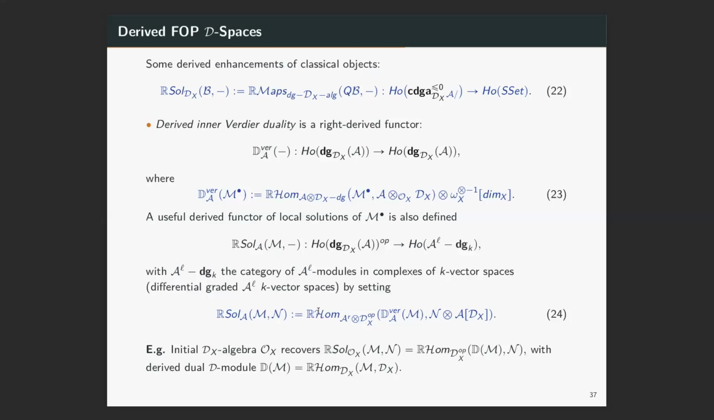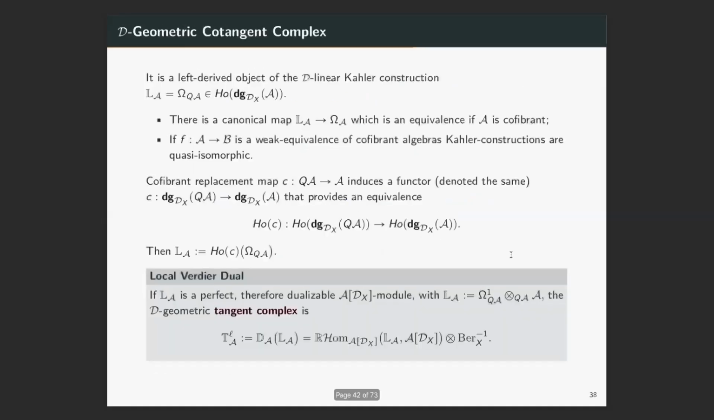Taking the initial D-algebra, which is just O_X, you actually get the usual D-module solution functor I was just talking about. And this is the D-module duality, but not the Verdier duality, so we don't need to tensor by the dualizing sheaf here. These are just some of the things that we need that will be used to dualize our objects.